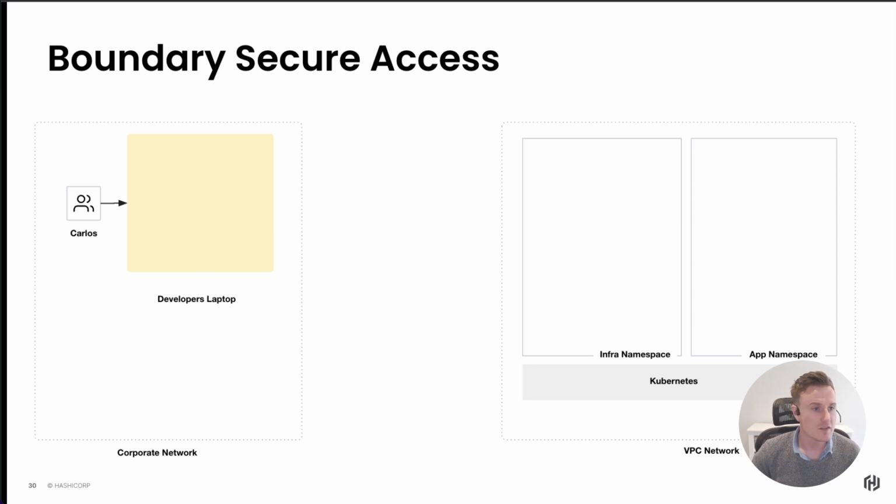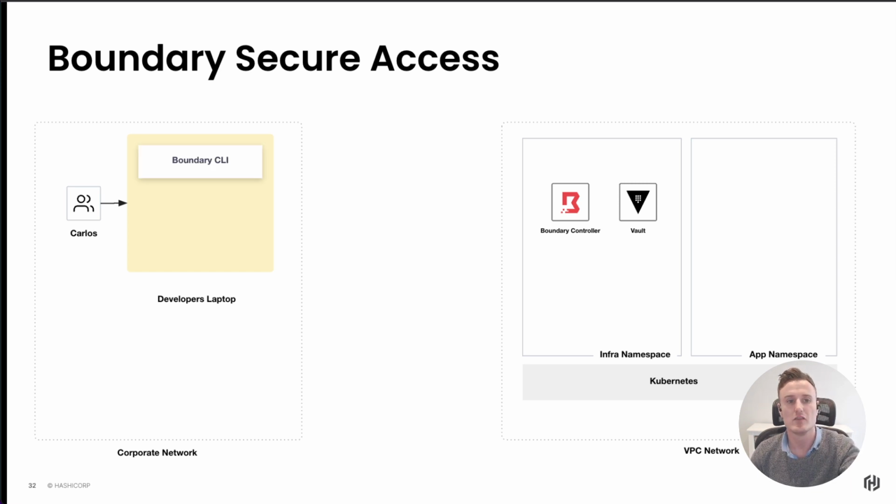So Carlos's laptop is going to use the Boundary CLI to authenticate to Boundary, which I've already deployed in Kubernetes. The other tool that I've deployed here is HashiCorp Vault. If this is the first time you've heard about Vault, Vault is HashiCorp's identity broker, secrets lifecycle management tool, and we're going to use Vault to create some of these identity assets on demand.